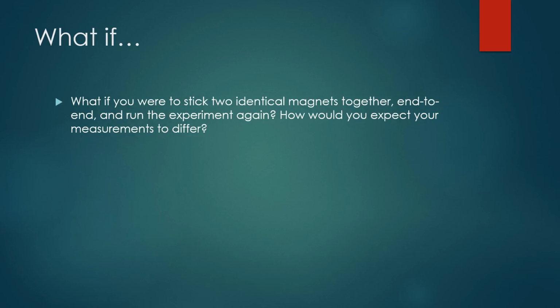For the second question, what if you were to stick two identical magnets together end to end and run the experiment again? How would you expect your measurements to differ? Well, the measurements will be multiplied by a specific scalar value, essentially the same results. The only difference for the experiment will be the magnetic dipole moment.